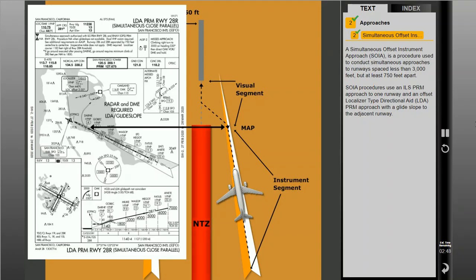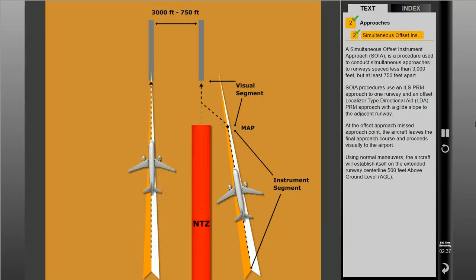At the offset approach missed approach point, the aircraft leaves the final approach course and proceeds visually to the airport. Using normal maneuvers, the aircraft will establish itself on the extended runway centerline 500 feet above ground level. The offset missed approach point is the end of both the NTZ and instrument segment of the approach, and the beginning of the visual approach segment.